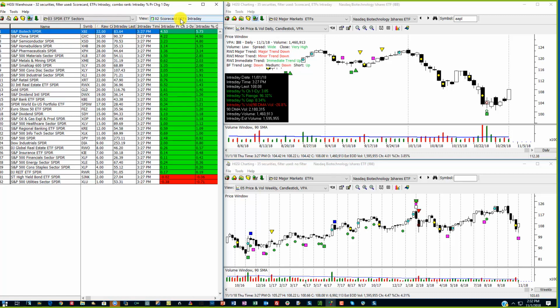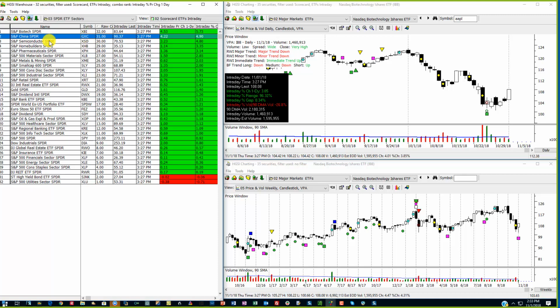Okay, now let's go down to the next one. These are the Spyder ETF Sectors, and this is what we have. We have the XBI, which is another biotech. I'm just going down my list, by the way. Then we have the China again, but this is a different China.